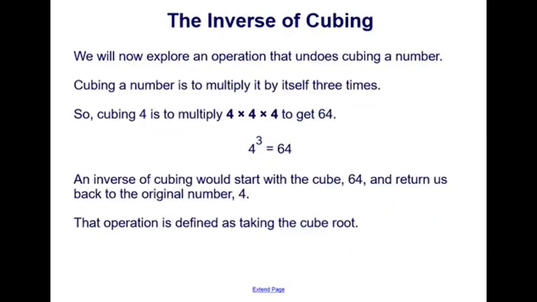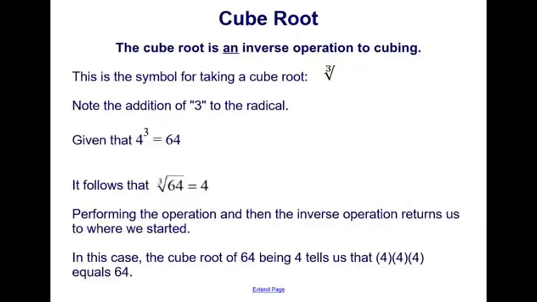We will now explore an operation that undoes cubing a number. To remind you, cubing a number is to multiply the number by itself 3 times. So cubing 4, for example, is to multiply 4 times 4 times 4 to get 64. So 4 cubed equals 64. An inverse of cubing would have you start with the cube, 64, and then return us back to the original number 4. That operation is defined as taking the cube root. So the cube root is an inverse operation to cubing.